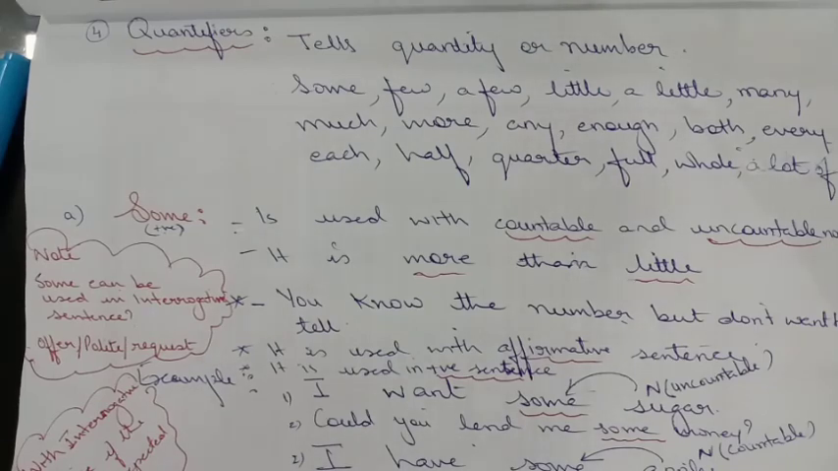Now the fourth one is quantifiers, very important, so please pay attention here. Quantifiers tell quantity or number. You come to know about the quantity and the number. Some, few, a few, little, a little, many, much, more, any, enough, both, every, each, half, quarter, full, whole, a lot of. All these are quantifiers. So let's study the quantifiers step by step so that everything is clear to you about where to use them properly.